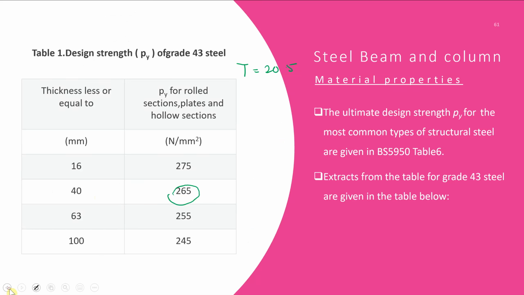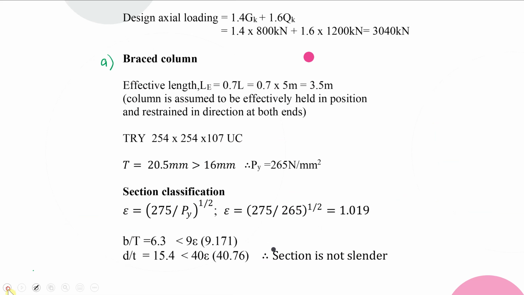Therefore, when we look at here, B over T and D over T, it is less than 9 constant and also 40 constant. So this is actually not plastic. And also this one can be plastic, compact or semi-compact, because the 40 constant is the same. Compact, doesn't matter. Okay, as long as it is not slender, the section is not slender. So that is the main thing that we classify, we classify the section.